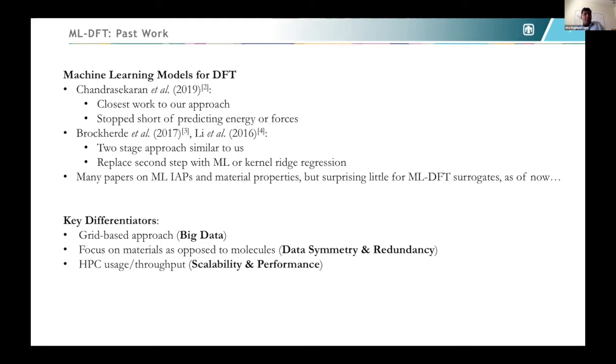And then there are these two papers by Brockherde et al. and Lee et al. that are two-stage approaches similar to us. I'll talk about it in a minute, but they replace the second step with something different. And the main differentiator for our approach versus a lot of other approaches is, number one, it is a grid-based approach, which means a lot of data, which leads to the third point, which requires HPC usage and high throughput. So this requires a lot of scalability and performance work. And then we are focused on materials as opposed to molecules. There is a lot of work on molecules in the past.